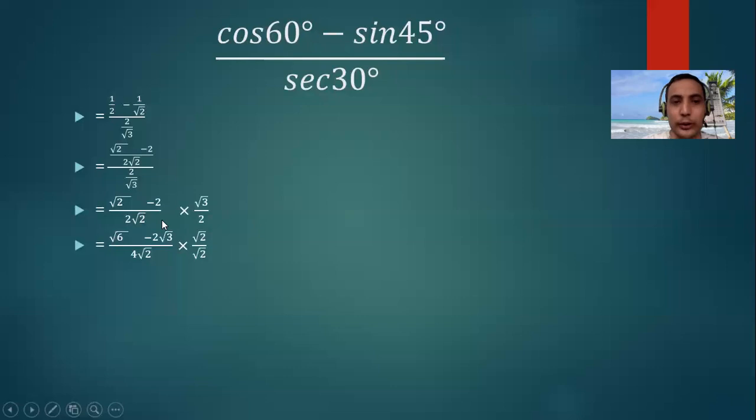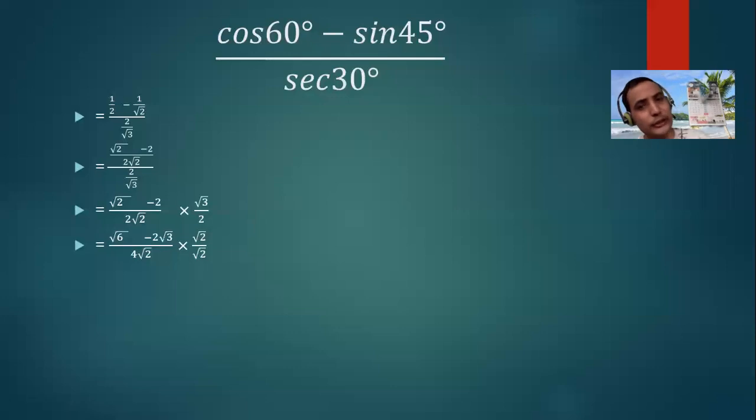And root 3 and 2 multiplied, outside it will remain. Inside, that means 2 root 3. In the denominator, 2 into 2, 4, and root 2 is there. 4 root 2. And we have read so in 8th class, students.